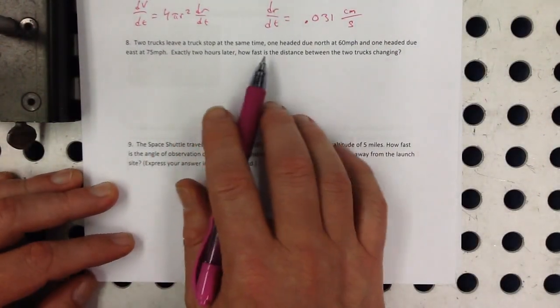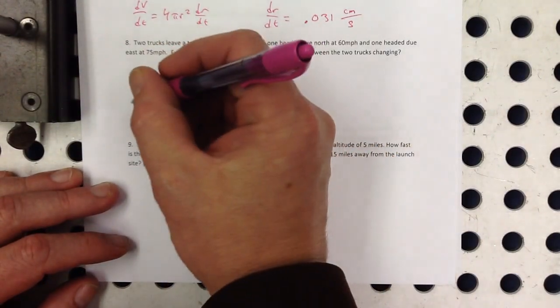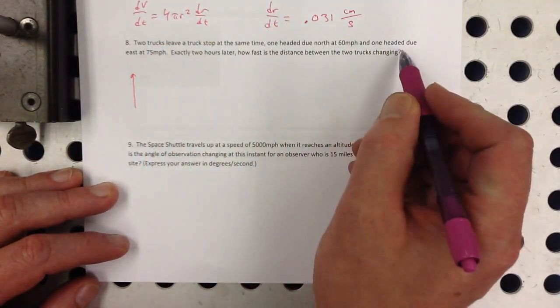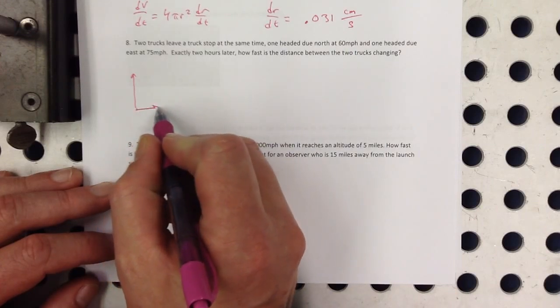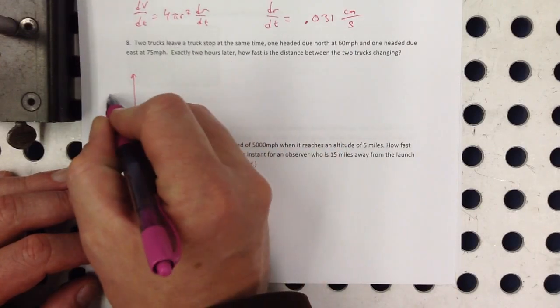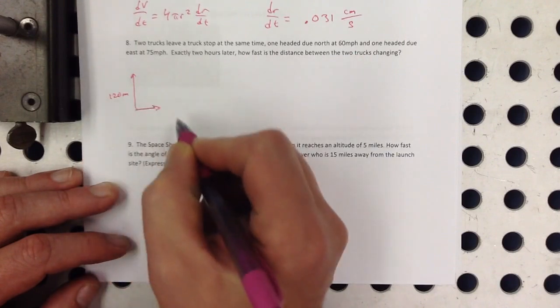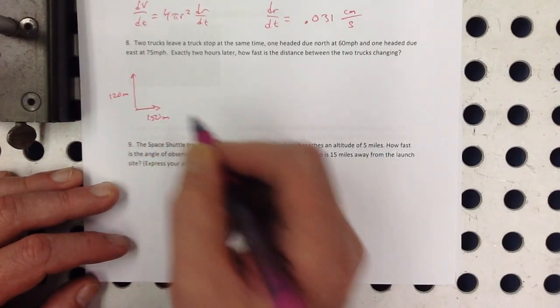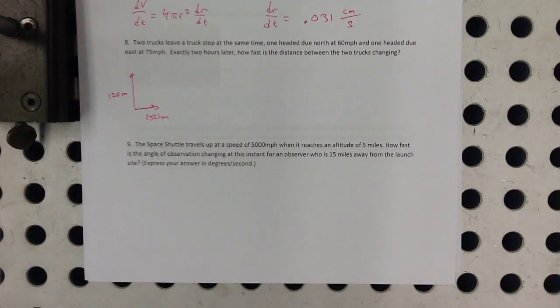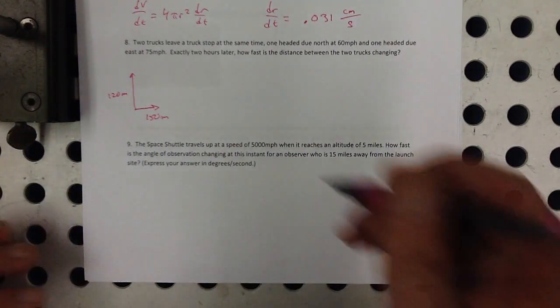Two trucks leave a truck stop at the same time. One headed due north, one headed due east. Exactly 2 hours later, so 2 hours later, that means this would be 120 miles, and this would be 150 miles. How fast is the distance between the two trucks changing?